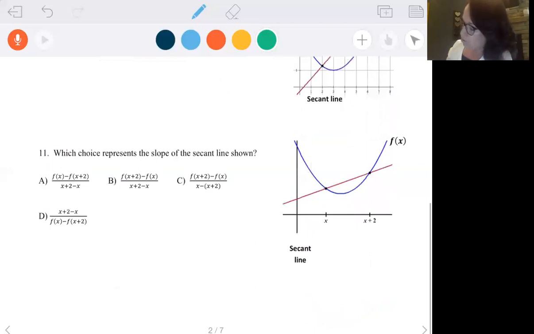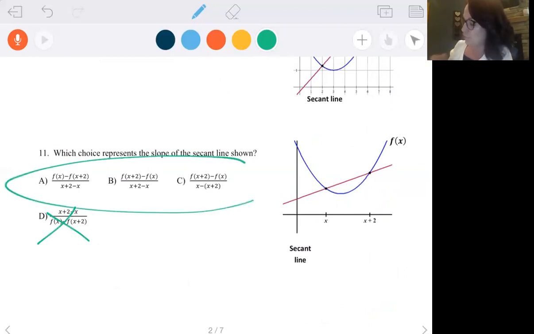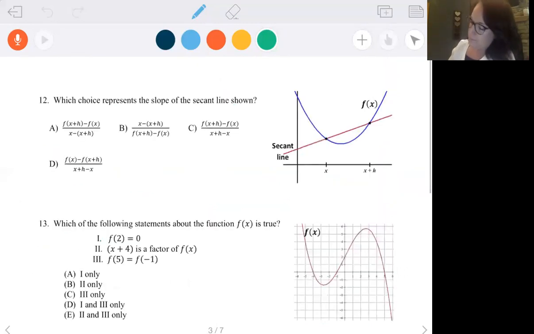Same here. Slope of secant line, we need to have change in y's over change in x's, so we obviously wouldn't use this one. It's up to you to decide which one of these three it is. Again, writing this as the point x comma f of x, and this as the point x comma f of x plus 2. Which one represents change in y over change in x? And ditto for this one.